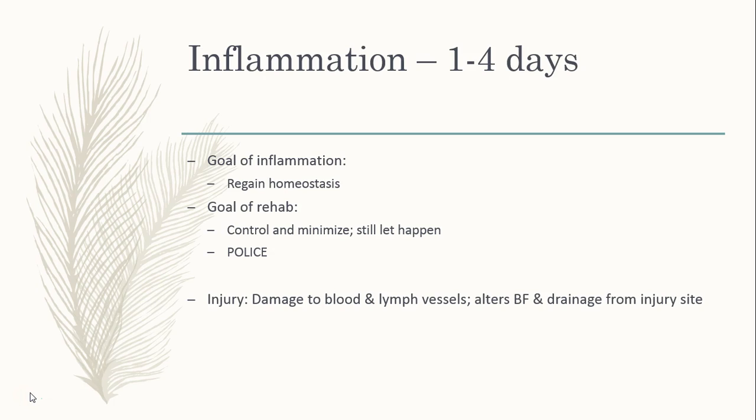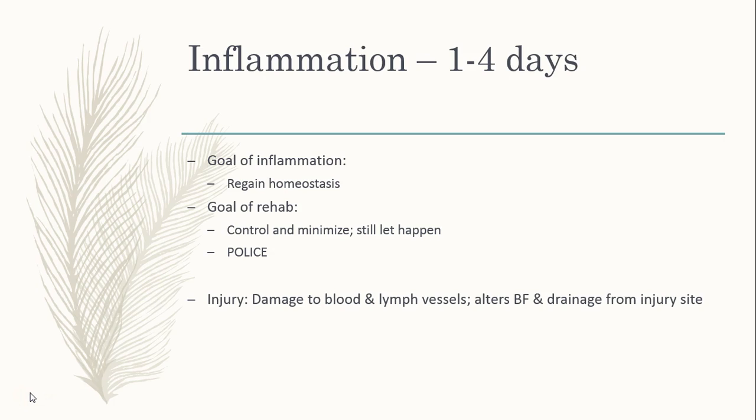So the first phase is called the inflammatory phase, and it usually occurs from the first 1 to 4 days that a patient is injured. Depending on what book you look in, you may see 1 to 7 days, 1 to 5 days, but it's within the first week, and it's crucial that in that first 48 hours, we let inflammation happen, but we control it, and we've talked about this. We use POLICE, and we talked about that too. And our goal is really to regain homeostasis. Homeostasis is just the balance within the body, making sure the cells are back to where they need to go.